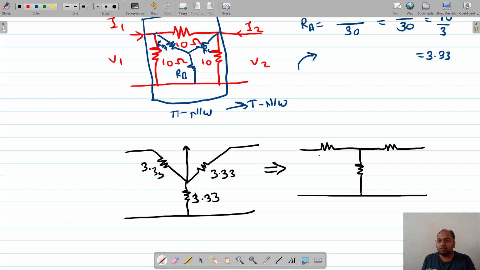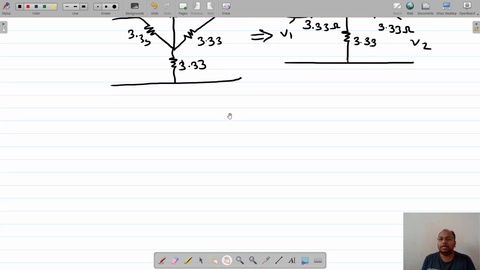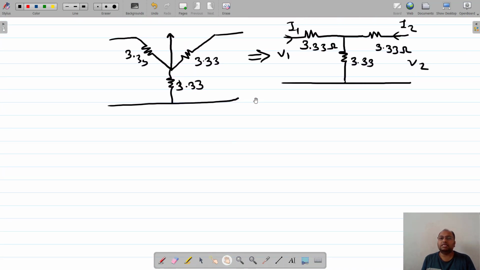So all the values of the resistors were 3.33, right? 3.33. This is also 3.33, right? And this is nothing but I2, this is V2, this is I1, and this is V1. Okay, I hope the circuit complexity has been reduced, right? So this is the simplest type of circuit.